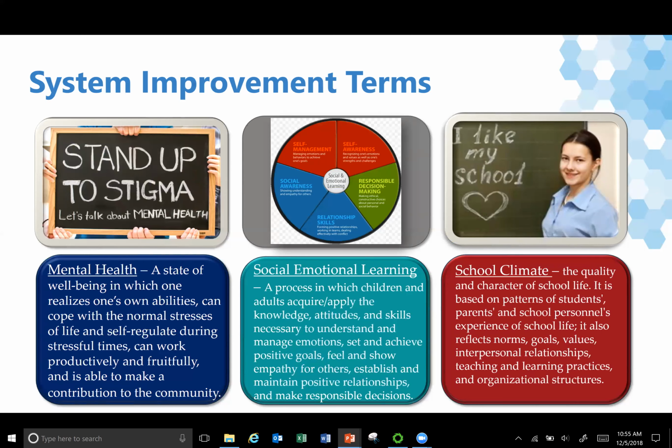Also, we have social emotional learning. We have that defined as a process in which children and adults acquire and apply knowledge, attitudes, and skills necessary to understand and manage emotions, set and achieve positive goals, feel empathy for others, establish and maintain positive relationships, and make responsible decisions.